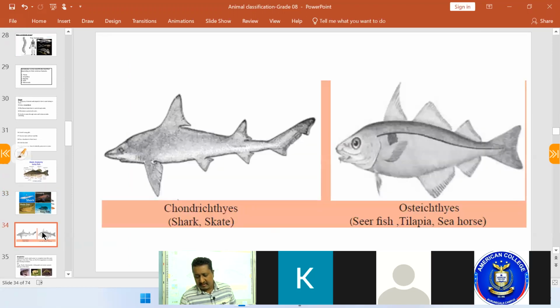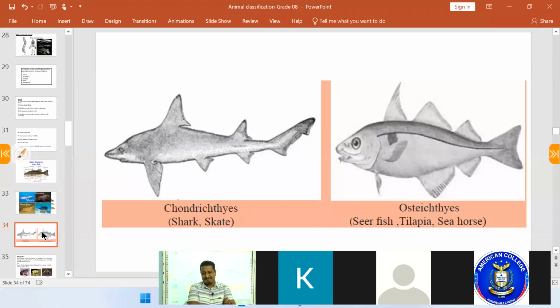Children, mainly there are two types of fish. Do you know what they are? Just think of tuna fish, seer fish or tilapia. Tuna, seer fish, they are similar most of the time. But when you take a shark or a skate, they have some dissimilarities. What is the main dissimilarity that they have?